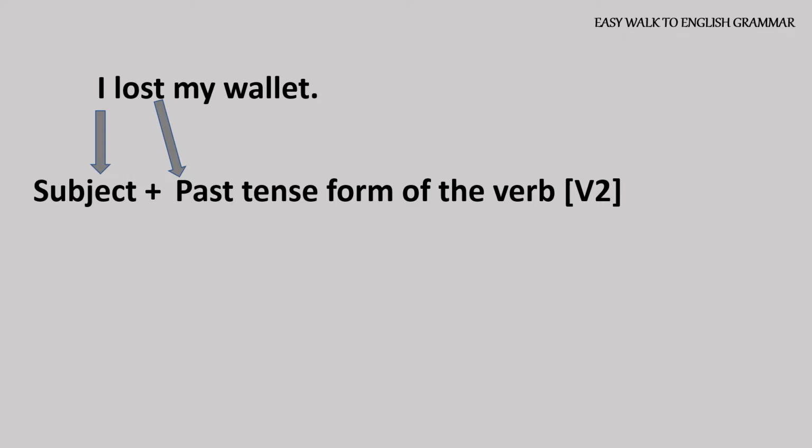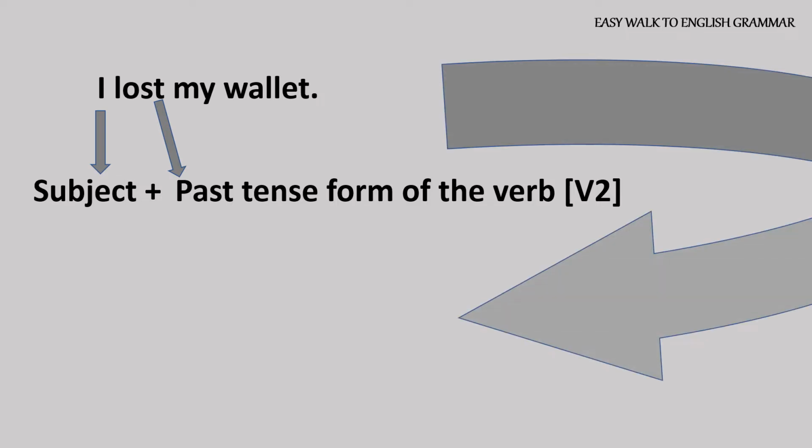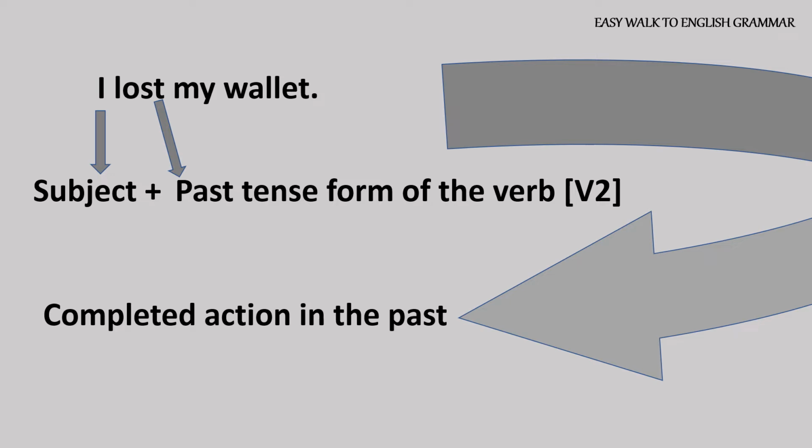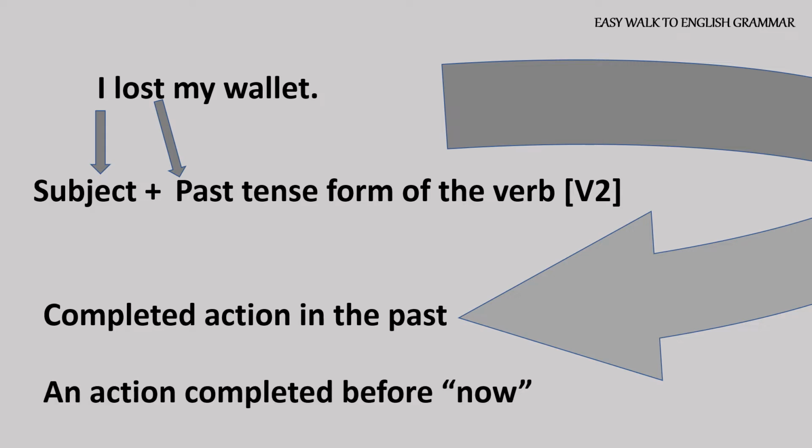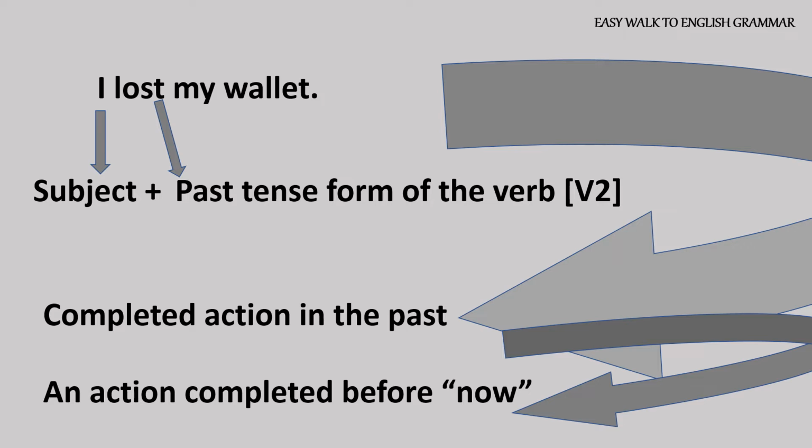And this kind of construction helps us to indicate a completed action in the past, or in other words, an action completed before now. This is the purpose of this kind of construction, subject plus past tense form of the verb. Now, if we construct a sentence like this, and if it indicates a completed action in the past, what tense form are we learning? Can you guess?